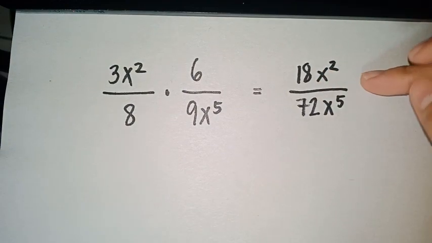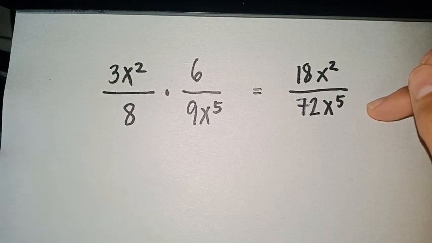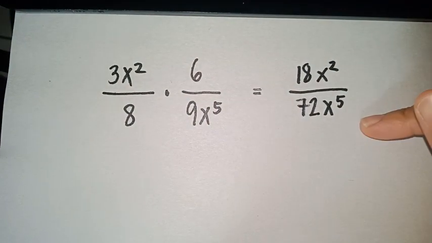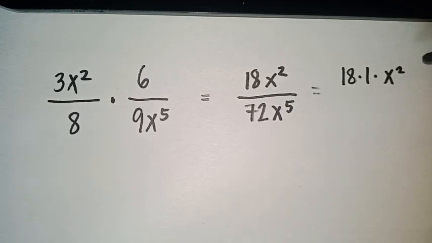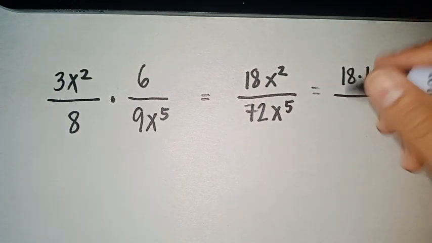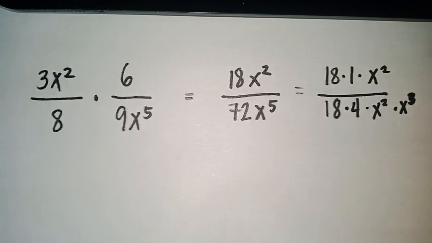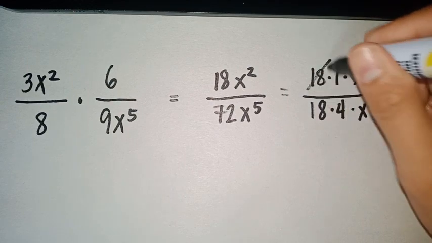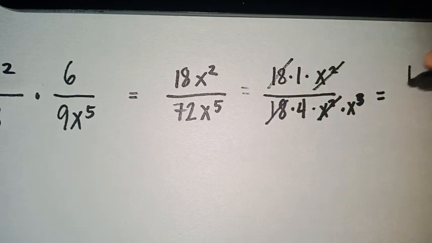72x raised to 5. Now this will not be our final answer because this is not yet in simplest form. So we have to get the factors, or the greatest common factors, of our numerator and denominator. In this case, we have the factors 18 times 1 times x squared all over 72, that is 18 times 4 times x squared times x raised to 5. As you can see, we have their common factors. So the next step is to cancel out the common factors. 18 is cancelled out, x squared is also cancelled out. Now what's left is 1 all over 4x. And that is our final answer.